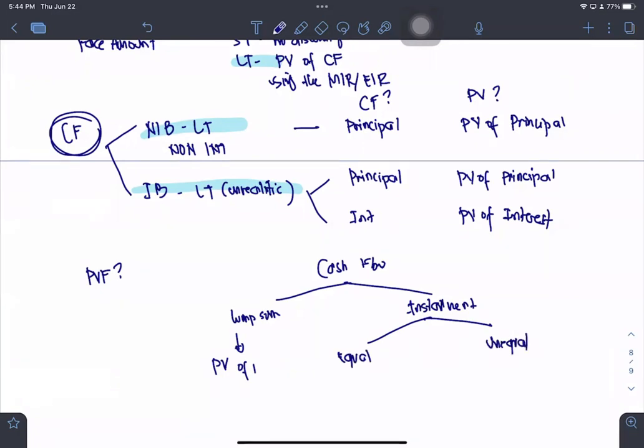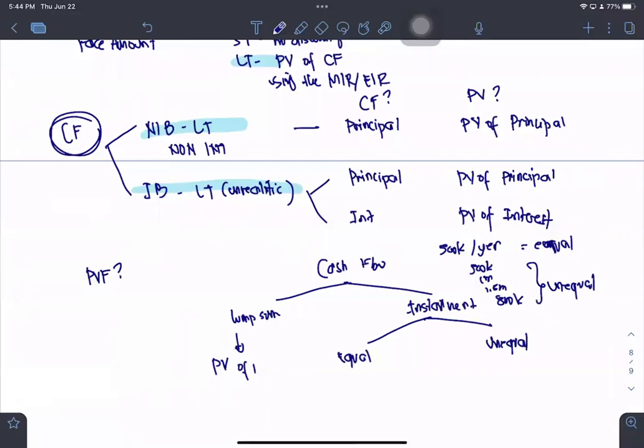Sir, anong difference ng equal at unequal? Let's say 500,000 per year. Ang tawag dyan ay equal. Pero paano pag ganito? 500,000, 1 million, 1.5, 800,000. Installment siya, tama? Pero unequal.